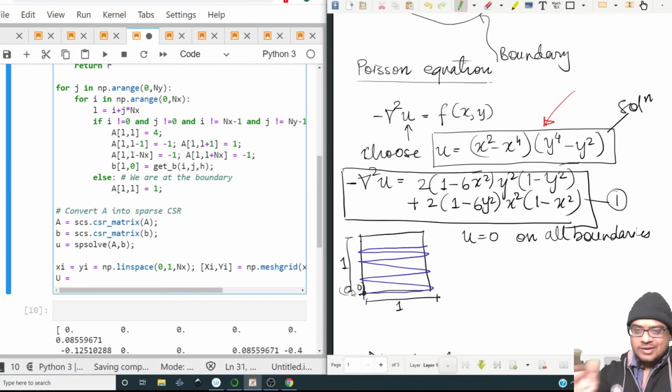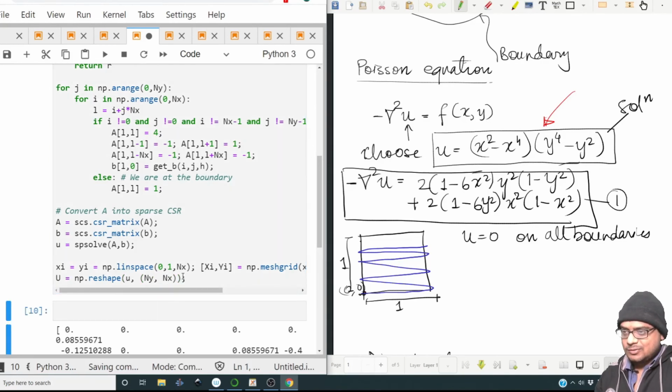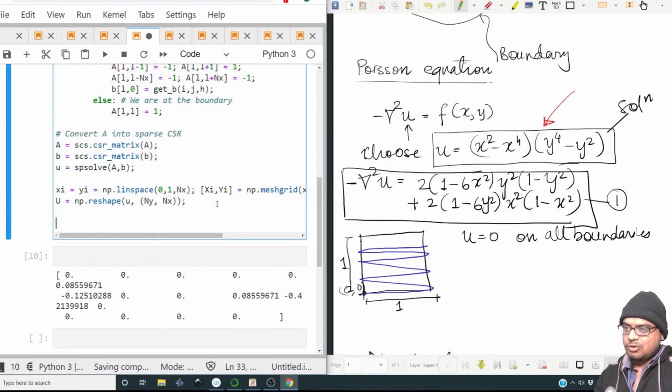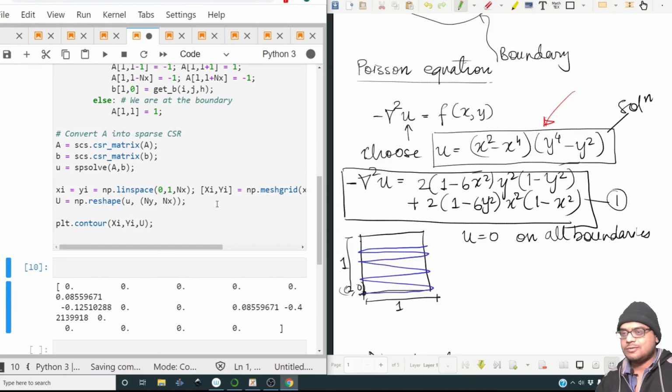Okay, so I'm traversing it like this, but I want to reshape it to a square matrix. So what I will do is u equal to np dot reshape u comma nx comma ny, or rather it should be ny comma nx. I mean, it doesn't matter because they're the same. So we have reshaped. Now let us do a plot. So plt dot contour xi comma yi comma u. Yeah, let's see how it looks.